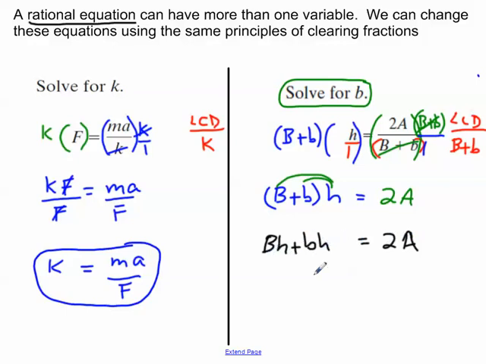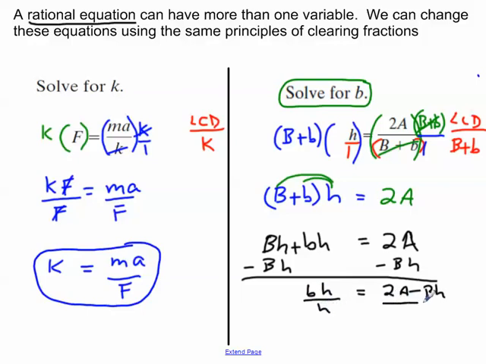So the big BH has to move to the other side by subtracting big BH. Subtract big BH on the right side as well, and big BH minus big BH goes away. I've got just small bh on the left side equals 2a minus big BH. And now I want little b on the left side, but I've got little b times h on the left side. I've got to get rid of the h by dividing by h. Divide by h. So then on the left side, b equals 2a minus big BH, divided by h.